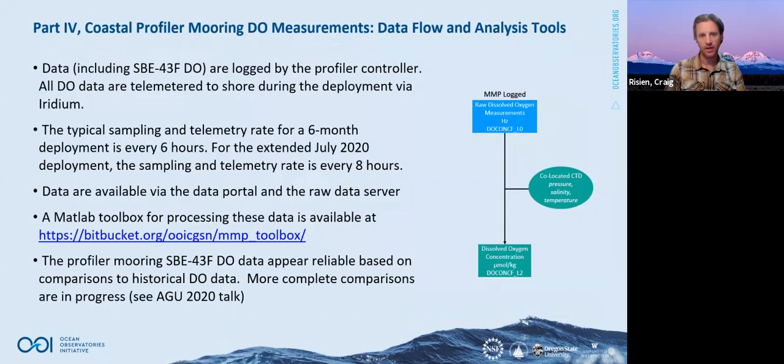The McLane profiler measures raw dissolved oxygen in hertz about 8 times a day. And these data are transferred to the buoy after every up and down profile via an inductive modem. From the buoy, they're telemetered to shore via Iridium, where they're combined, so they're measured in hertz, the raw data, and they're combined with the cal coefficients and the co-located CTD data to produce a final dissolved oxygen data product. These data are all available from the OOI data portal. The original raw McLane files, the C, E, and A files, are all available from the OOI raw data server.